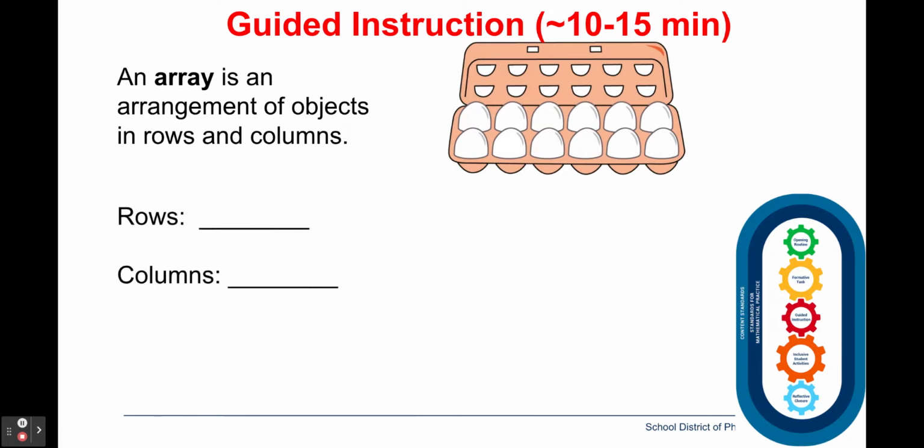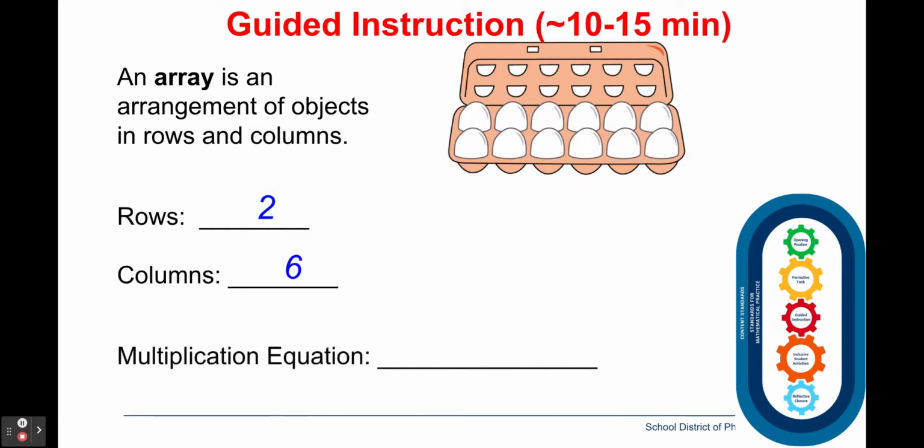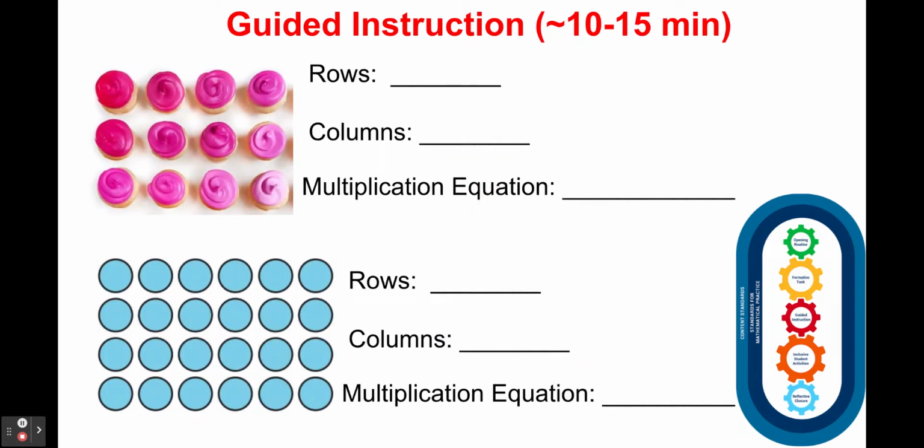And then I might say, well, how many rows do you see? How many columns do you see? Can we write a multiplication equation to represent this array? I'm asking questions and pulling ideas from students as I guide them through the learning. Then I'll give them a problem or two to practice as I circulate to see, can they identify the number of rows, columns, and multiplication equations?